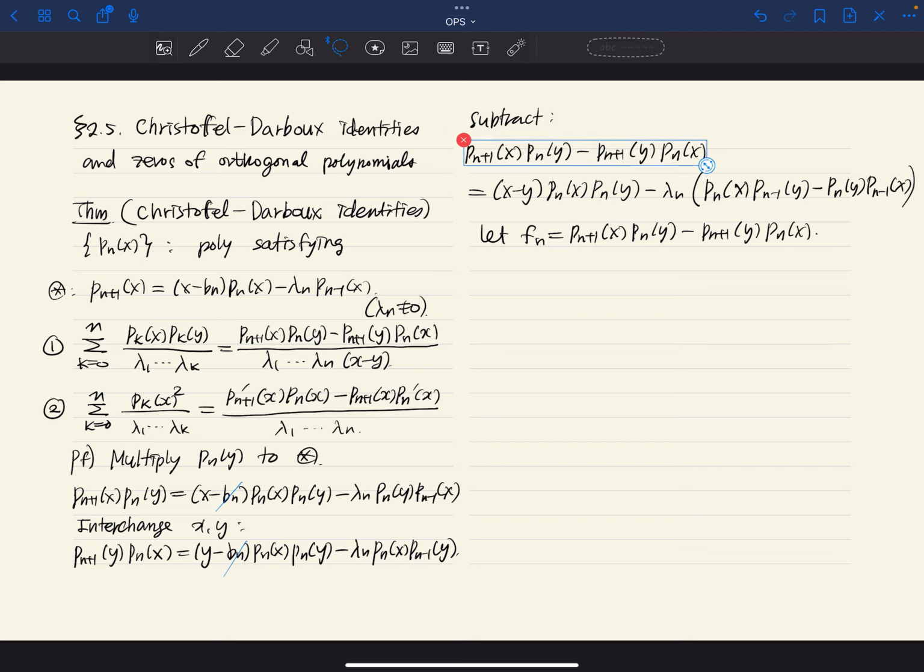Question? In the third line, isn't the sign in front of lambda a plus? I think you're right. Yeah, plus, because this is minus times minus, which gives plus. So yes, I think that's right. Thank you.